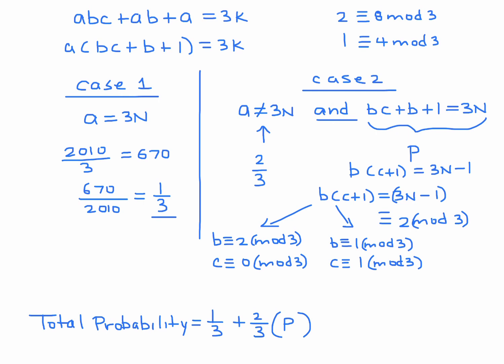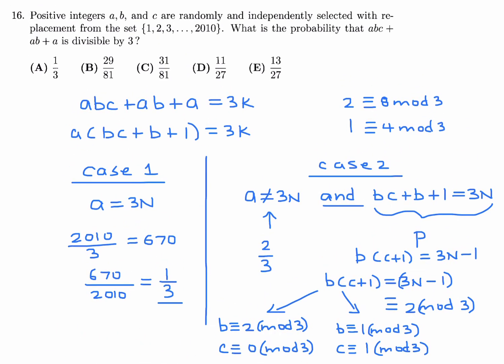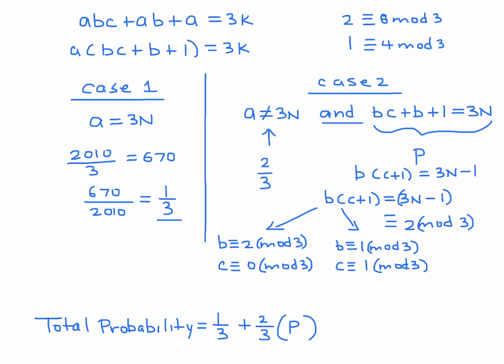So now we have to figure out the probabilities of each of these. For b to be equivalent to 2 mod 3, that means it's all the numbers of the form like 5 and 8 and 11. In a list like this, it's basically 1/3 of those numbers: 5, 8, 11, like that. So the probability of this is 1/3.